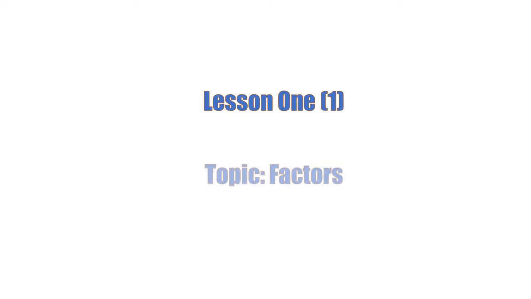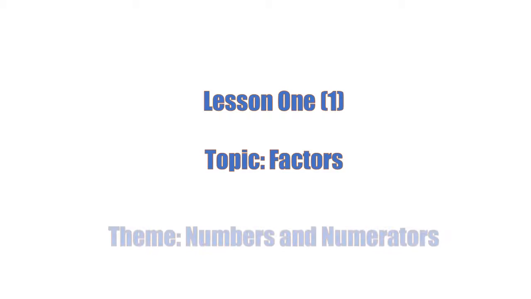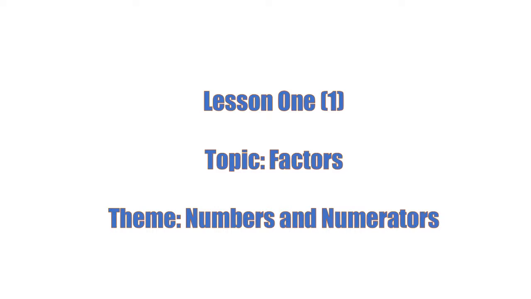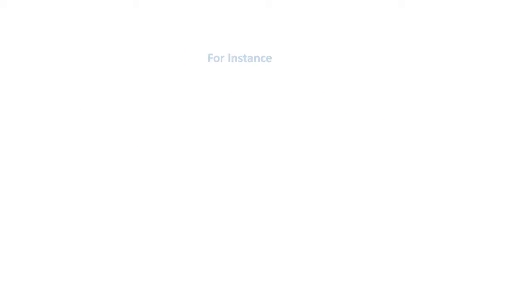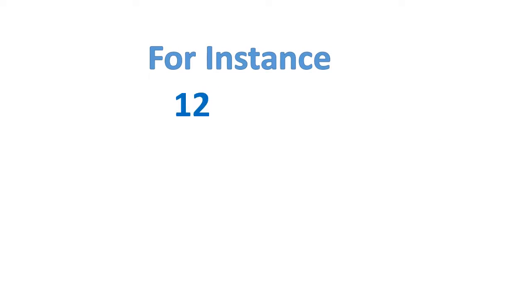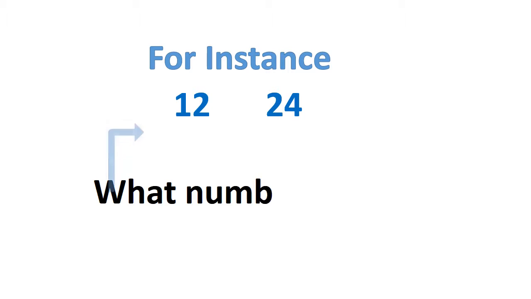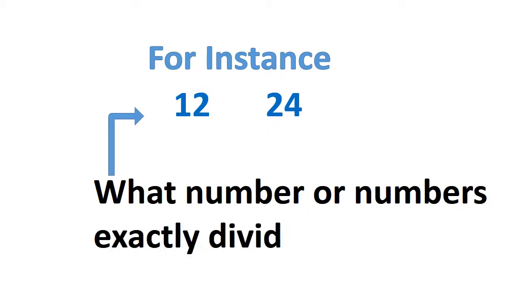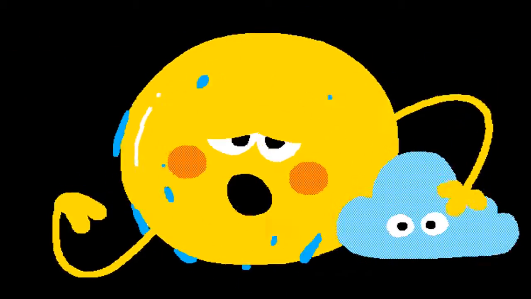Lesson 1. Topic: Factors. Theme: Numbers and numerators. By the end of this video, you will be able to identify factors of given numbers. For instance, 12 and 24. What number or numbers exactly divide these two numbers? Don't find it difficult.